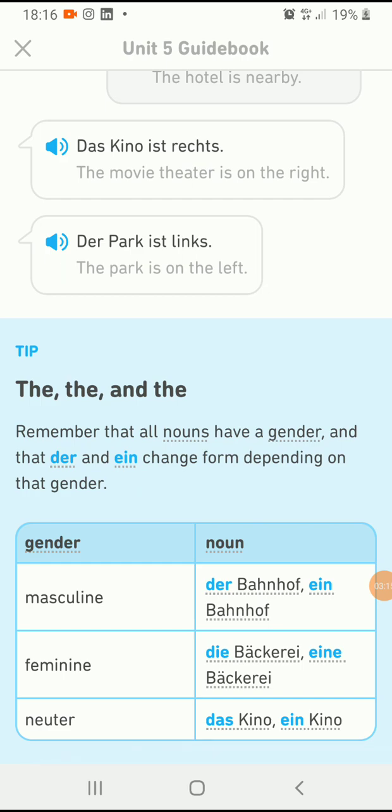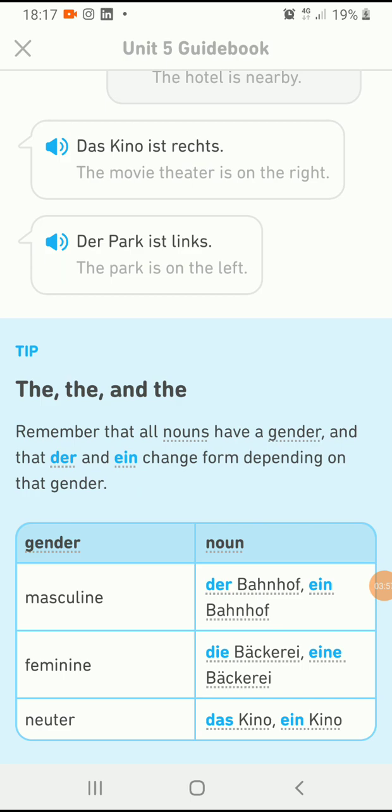And here we have some tips, and it's all about the definite article in German. So remember that all nouns have a gender, and der and ein change form depending on that gender. So we have a table here on the left. We have a column for the genders. So there are 3 genders in the German language, masculine, feminine, and neuter. Just like in Russian, in fact. So now the nouns are on the right. They are just examples for each of these genders.